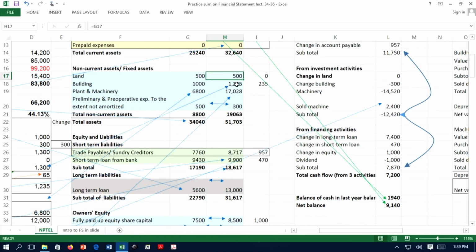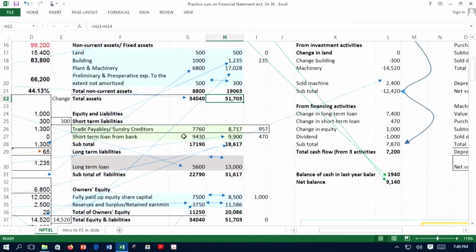Building value comes from the calculation of depreciation. Post depreciation our building value was 1235. Similarly, plant valuation post depreciation is 17,028. So, that remains as it is. Then preliminary pre-operative expenses, we have written off 200 out of the 500. So, what remains is only 300, 500 minus 200. So, we get the total non-current asset, and this becomes the total of the asset side.